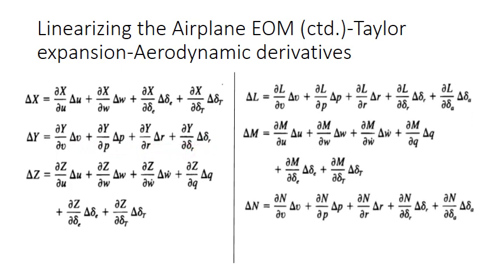The same can be considered for the aerodynamic moments. So this is delta L, the roll moment, delta M, the pitching moment, and delta N, the yaw moment. The roll moment is affected by delta v, delta p, delta r, delta rudder, and delta aileron. Okay? And the corresponding parameters affect the other moment components.